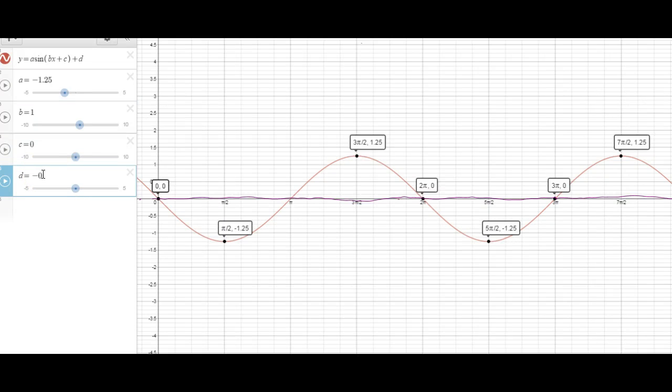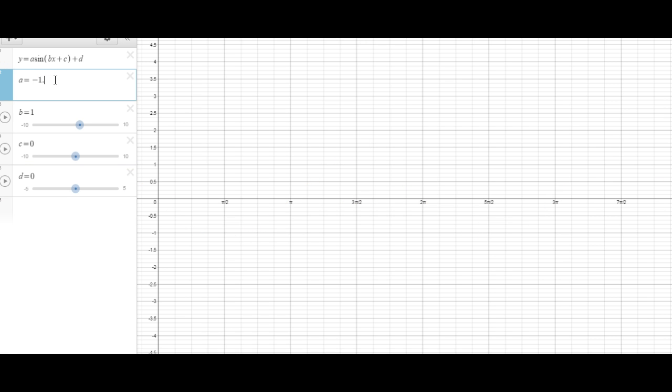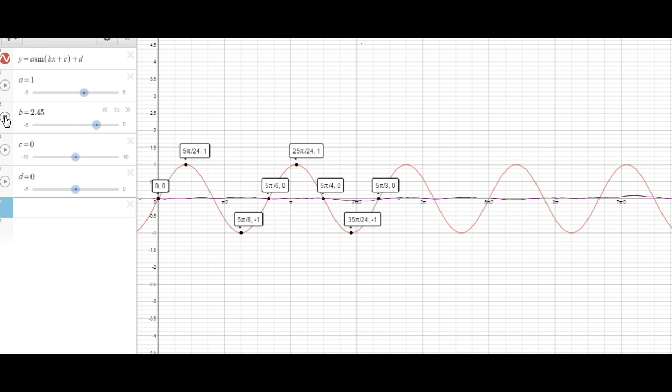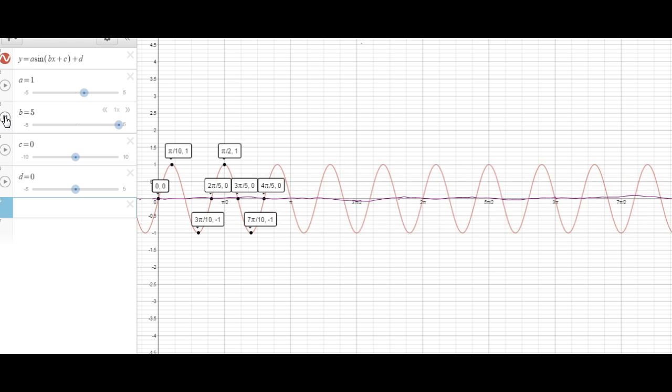All right, let's go back, change that to an actual 0. We're going to change A back to 1. And now we're going to let B change. So let's do that from negative 5 to 5, because we can. Okay, so what I want to know is what's changing. It shouldn't be the midline, that's D. A changes amplitude. What's changing? Period.